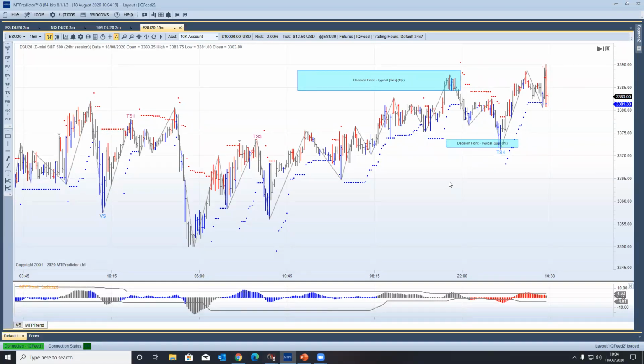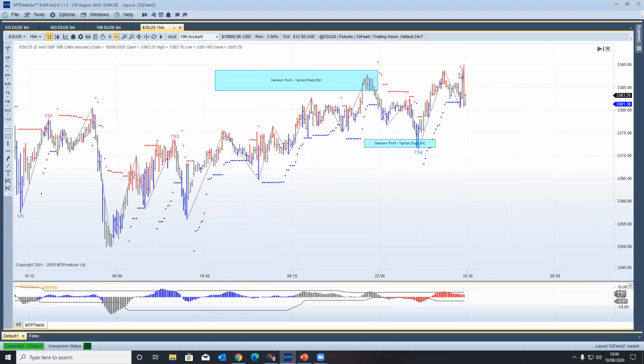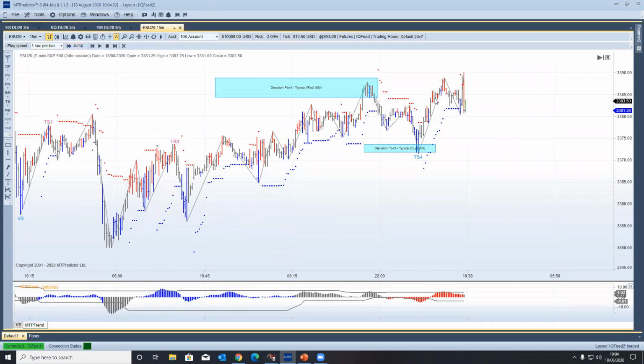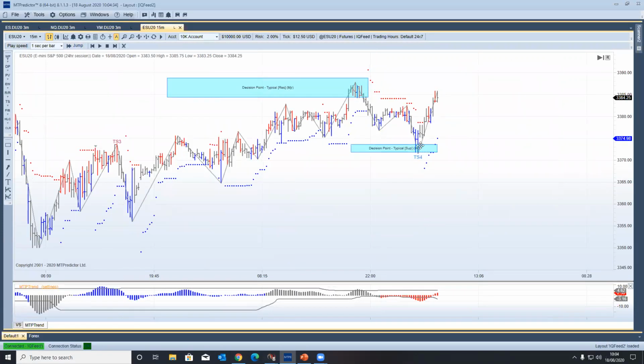Sometimes these DPs do work nicely like this. So that's all well and good when a market is reversing back. But what happens if a market is making a new rally up into new highs, like it is at the moment? So let's just go back to here somewhere. Now the market is making a rally up there.